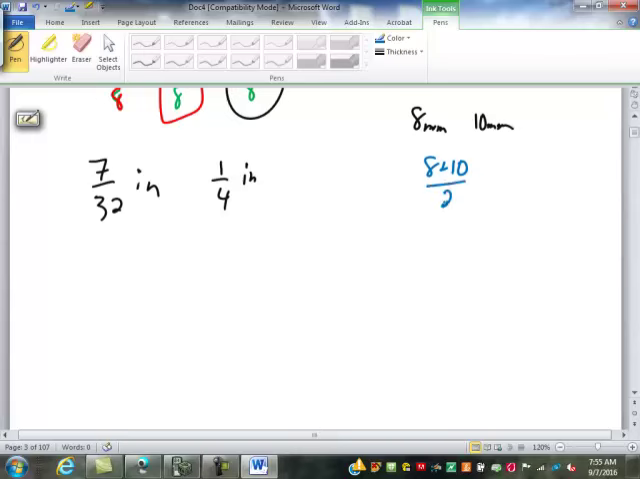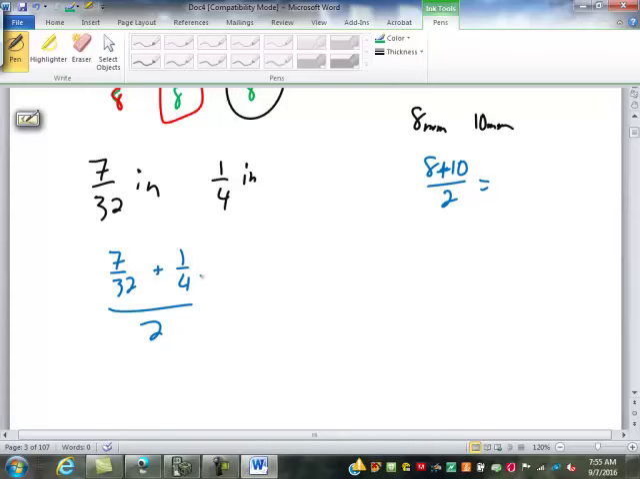You do 8 plus 10 and divide by 2. You just average them together, right? Well, you do the same thing here. It's a little uglier because these are fractions, but it works exactly the same. 7/32 plus 1/4, and then you're going to divide by 2.